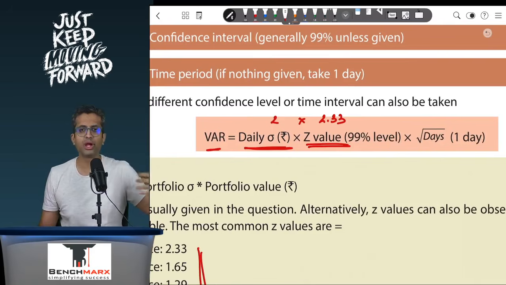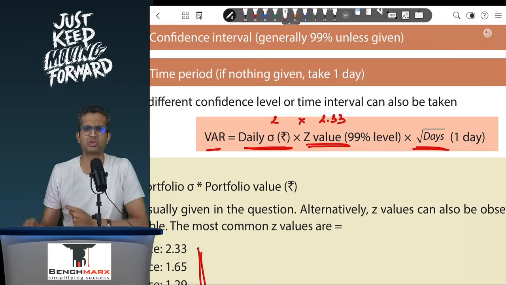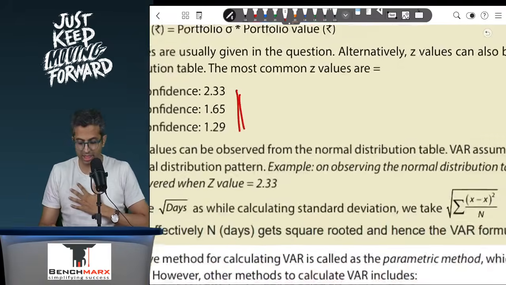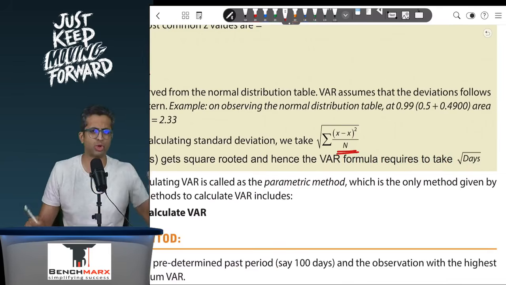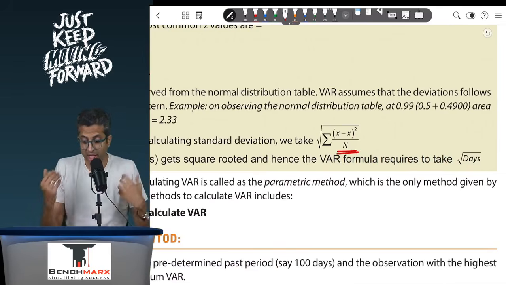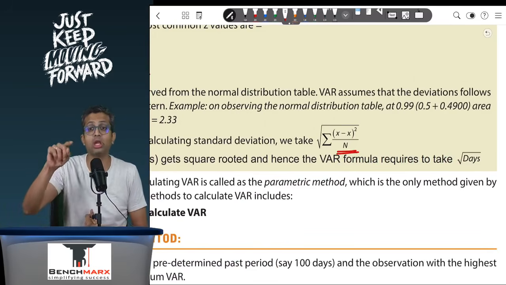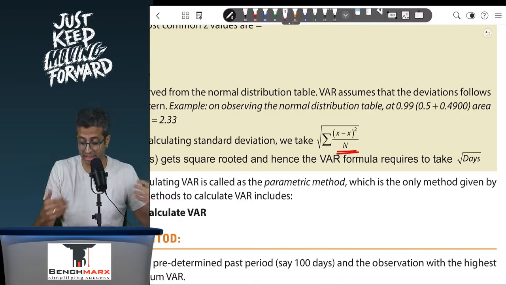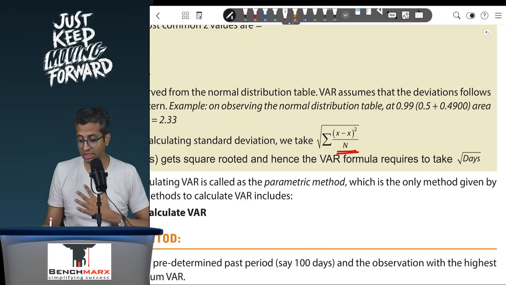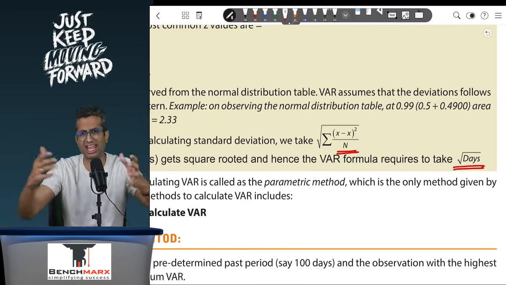What if you want to find the deviation over more than 1 day? Then you multiply this by something called the root of days. This is where students usually get confused: why are we taking the root of days? Intuitively, and loosely speaking, this is just for your general understanding, when you calculate the standard deviation, like the 2%, you have implicitly taken n in the denominator. But in the answer, the effect of that is not directly n, it is the root of n which has gone into this calculation.